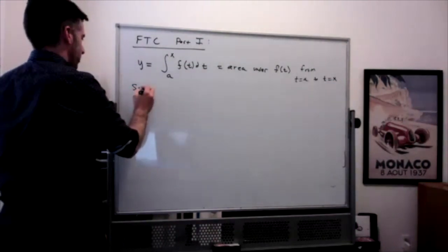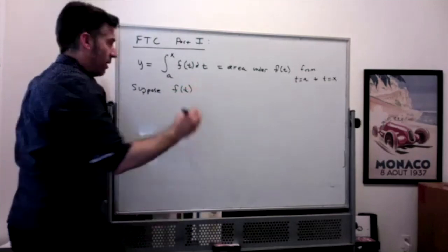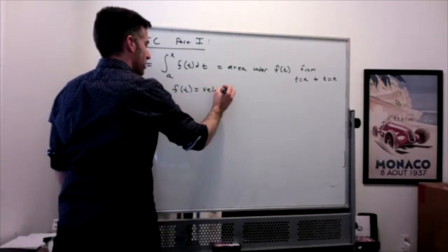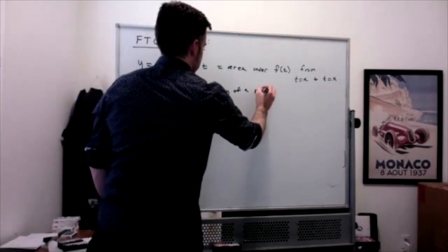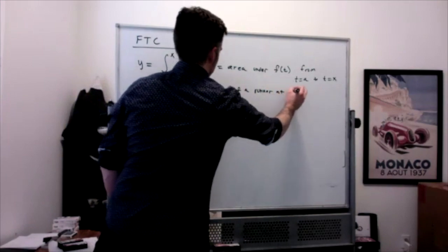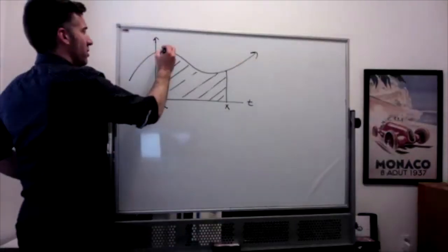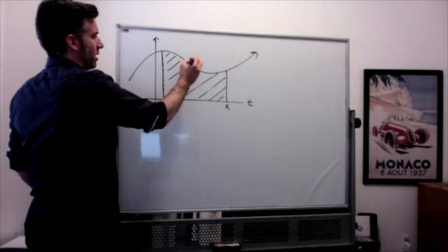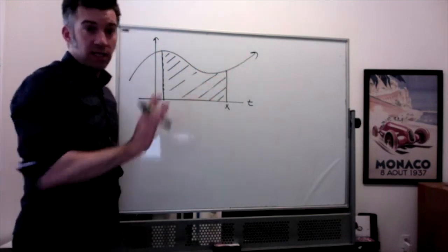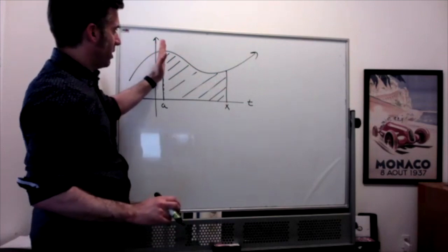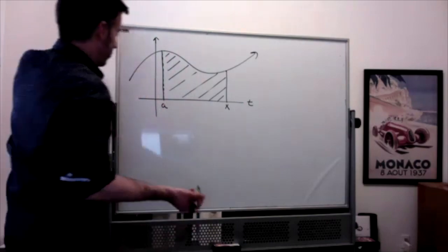Suppose that f of t is a function that represents the velocity of a runner at time t. Just looking at my picture here, the runner was running pretty fast, and then they slowed down a little bit. Here they're running the slowest, and then they start speeding up again. They're still covering distance the whole way. No matter what, if they're running slower, they're still traversing some distance.